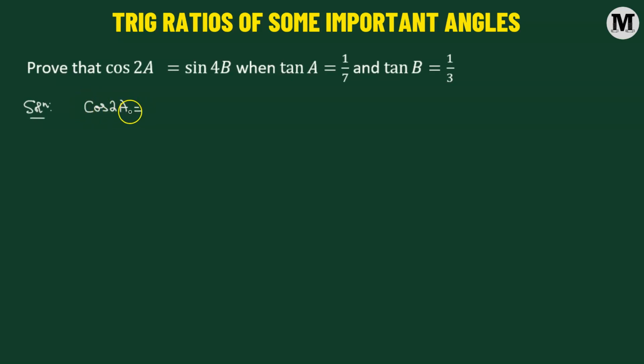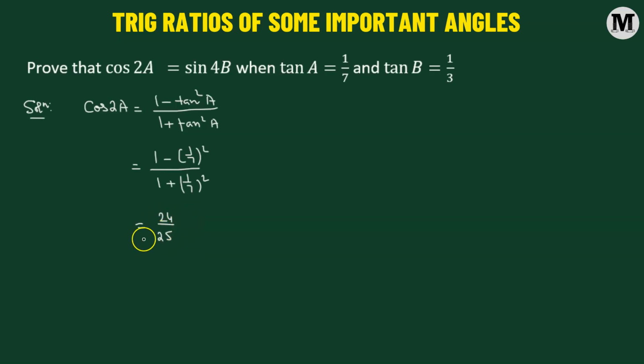The cosine of 2a can be defined in terms of the tangent function as (1 minus tangent squared a) divided by (1 plus tangent squared a). Now, we already have the value of tangent of a. We can substitute tangent of a with 1 over 7. So we get 1 minus (1 over 7) whole squared, and in the denominator, 1 plus (1 over 7) whole squared. That's going to equal 24 over 25. So that's the value of cosine of 2a. We'll keep it aside for the time being.